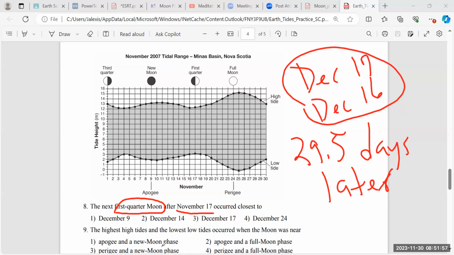And so when I look, the best answer is choice 3. Remember that a moon phase repeats itself every 29.5 days, just about a month. And since there's only 30 days in November, usually we can go from November 17th to December 17th. So choice 3 is your answer.